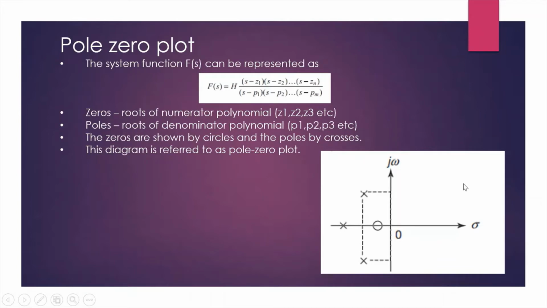Imagine if this is the S-plane. The S-plane consists of two axes, sigma and j omega. So if we plot these roots on this plane, the zeros are represented by circles and the poles are represented by crosses. So this is just a sample pole zero plot.